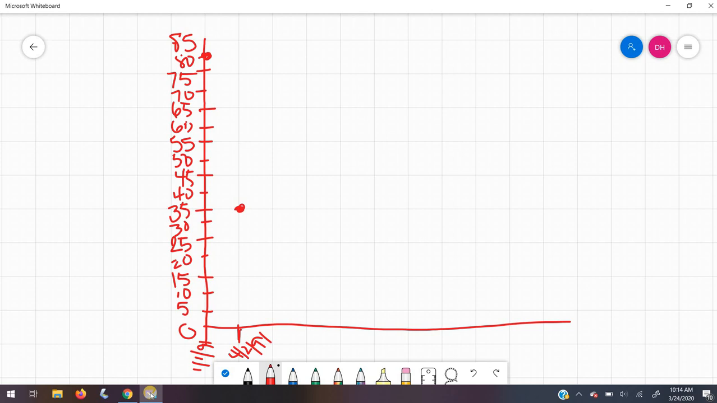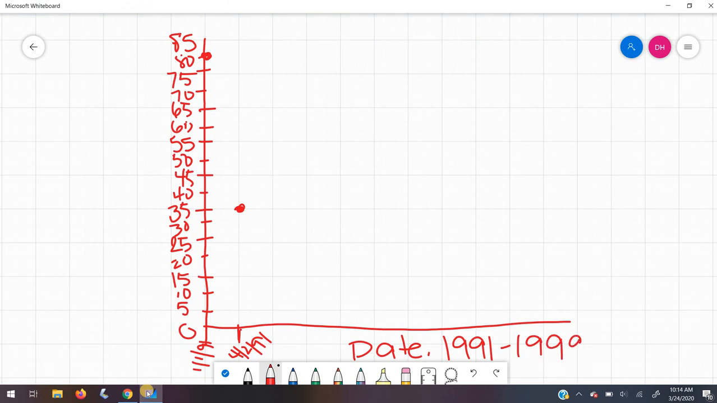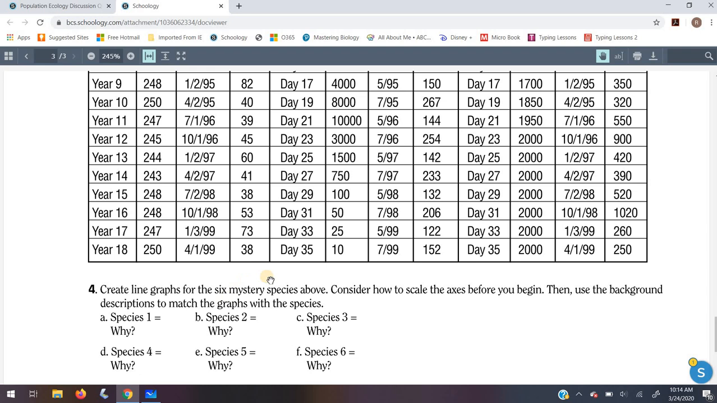You would keep going. Remember we had our title down here that it was our date, and we went from 1991 to 1999. Don't forget to label this one. This was your population over here, and then you have to figure out what the species is to go with that one.